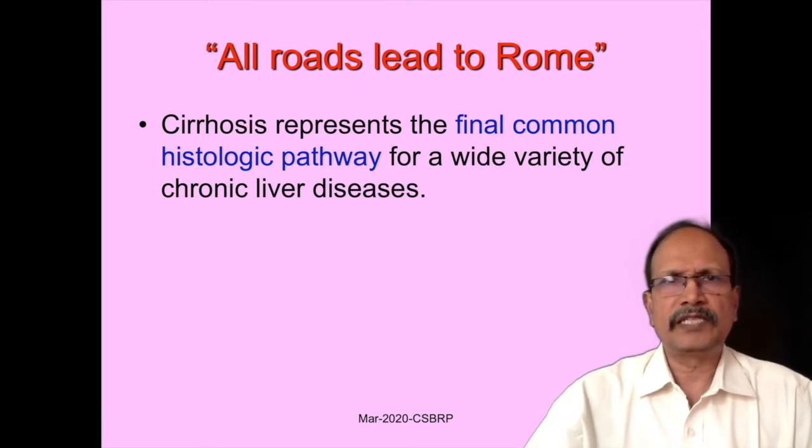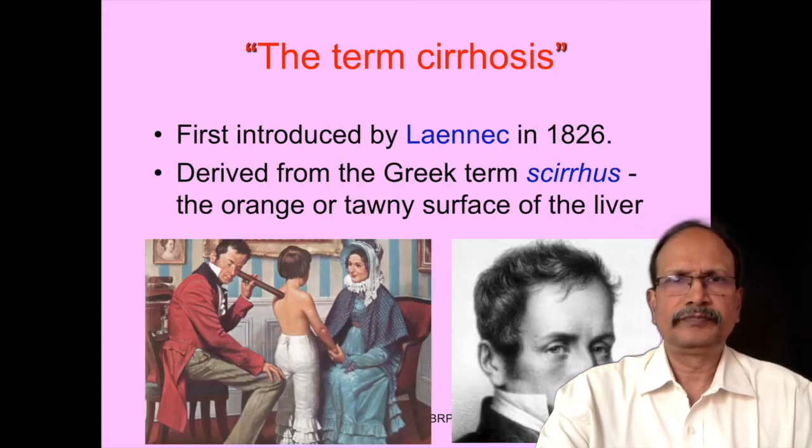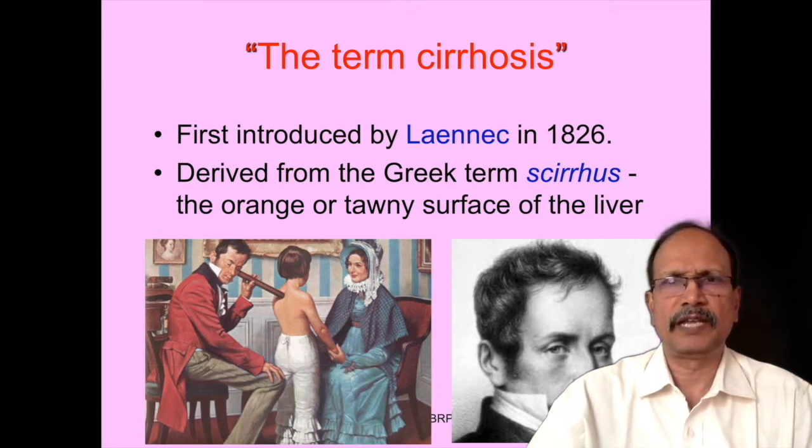So as the saying goes, all roads lead to Rome, and any insult to the liver which induces certain cell death and inflammation and associated fibrosis may ultimately result in cirrhotic process. And I would like to stress again, cirrhosis is a diffuse fibrotic process involving the liver. The term cirrhosis was introduced actually by Laennec, who invented the stethoscope.